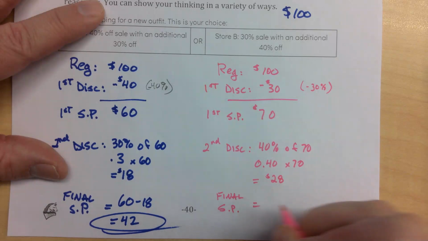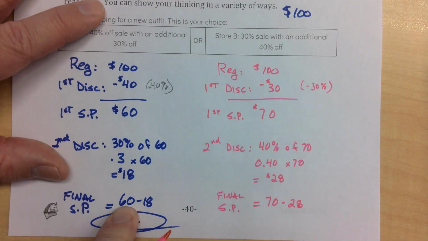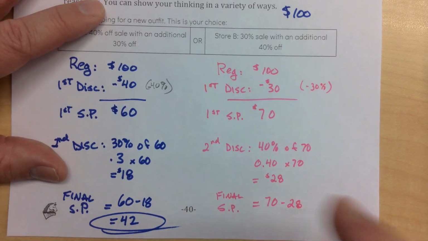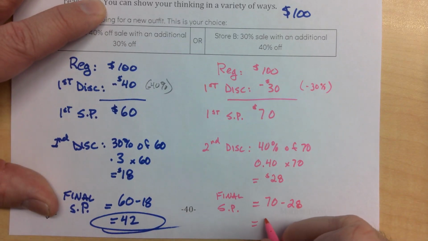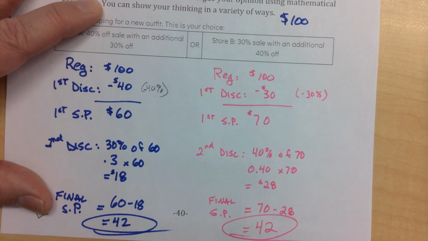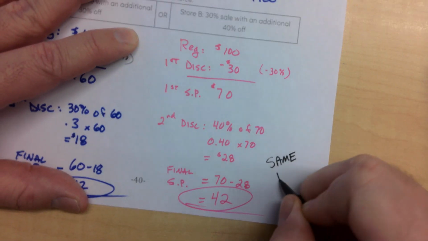The final sales price is equal to 70 minus 28. So look at this. This price is $10 cheaper. This is $10 more. But the discount is $10 less than this one. So guess what it works out to be? 42. Okay? So they're the same. It's the same deal.